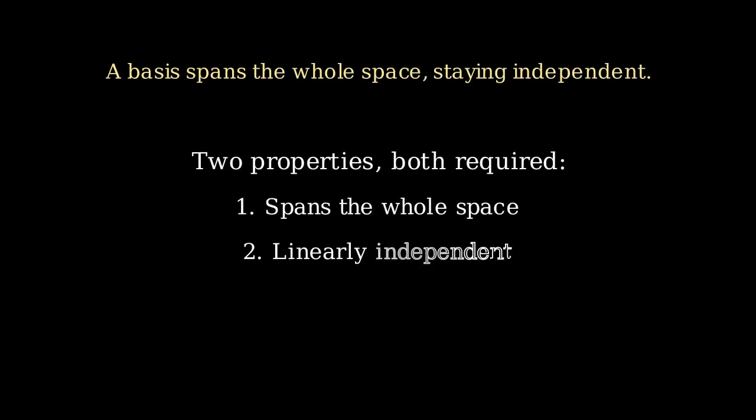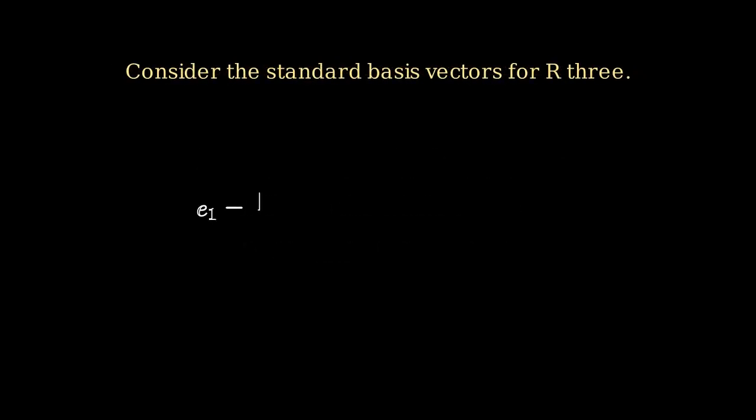A basis for a vector space V is the smallest, most efficient set of vectors that can still reach every single point in that space. To qualify, it has to satisfy two properties at once: spanning the whole space and being linearly independent. Let's confirm this for the standard basis of the real numbers cubed.